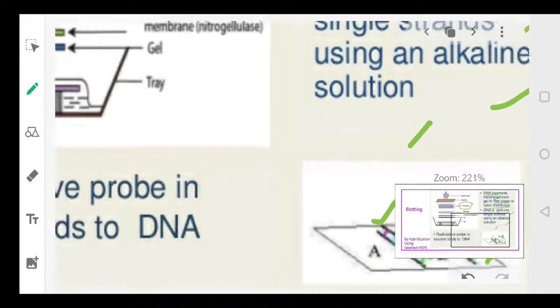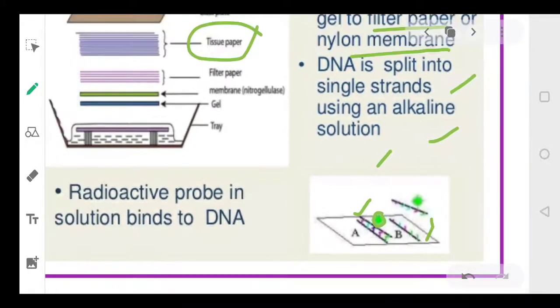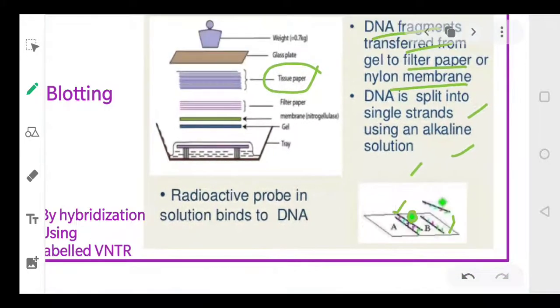Okay, so two segments of the DNA have been separated. Now we have two portions of DNA, right? Now we will use radioactive probes. Okay, we will use radioactive probes that will bind to this DNA.